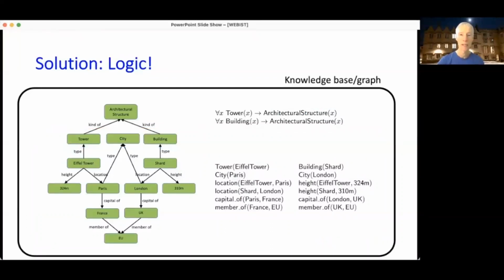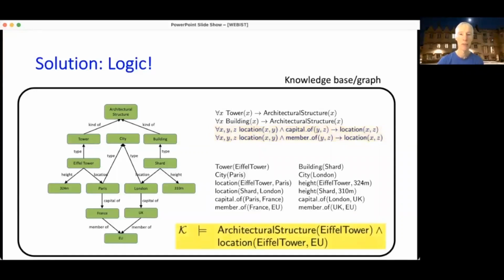This brings with it several advantages. Firstly, we can add more complex logical sentences, for example, to explicate the semantics of combinations of location, capital of, and member of edges.